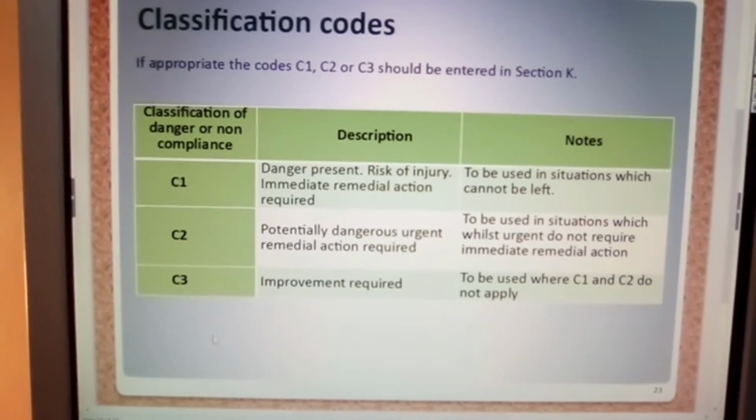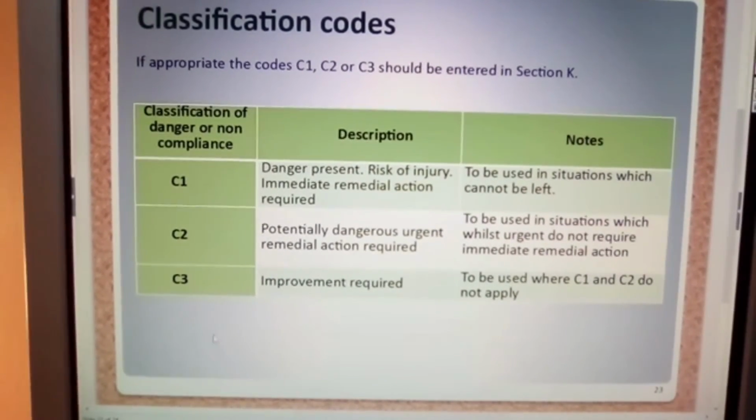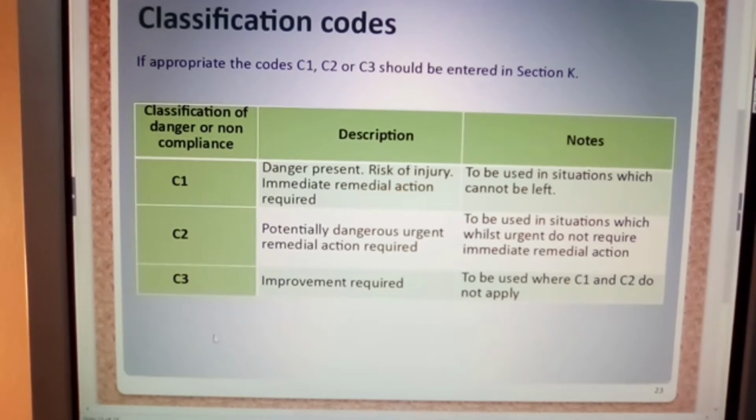I'm just looking at these classification codes here, and it's clear in the sense of description: danger present, risk of injury, immediate remedial action required, to be used in situations which cannot be left.